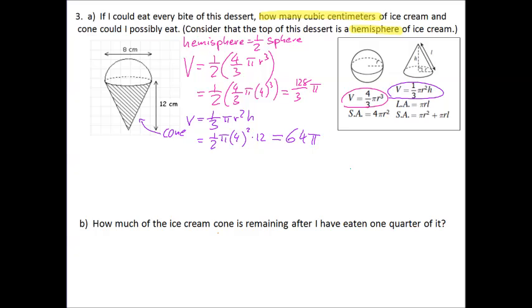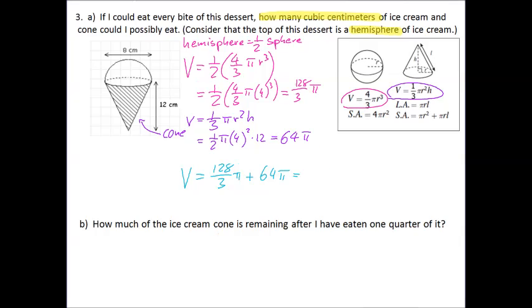And in our next step, we're going to add both volumes together. 128 over 3 pi plus 64 pi. And now go ahead and put that into your calculator, and you're going to get 335.1. What's the unit? We're talking about volume, centimeters were the measurements we were given, so centimeters cubed is the volume of the entire ice cream cone. 335.1 cubic centimeters of ice cream.